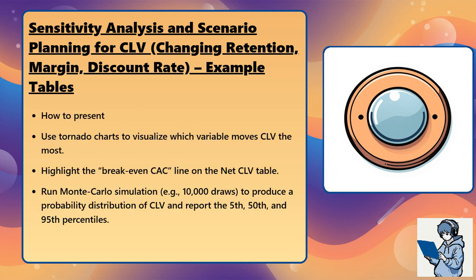How to present. Use tornado charts to visualize which variable moves customer lifetime value the most. Highlight the break-even customer acquisition cost line on the net customer lifetime value table. Run Monte Carlo simulation, for example 10,000 draws, to produce a probability distribution of customer lifetime value and report the 5th, 50th, and 95th percentiles.